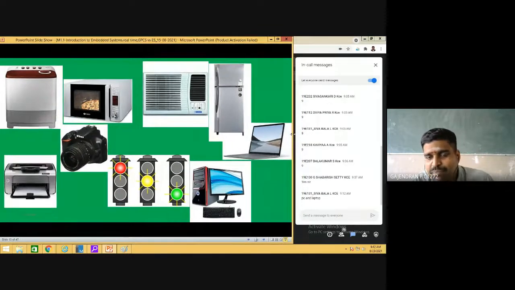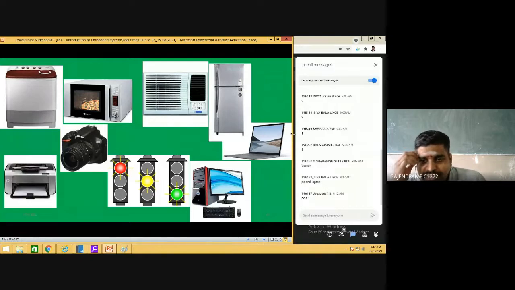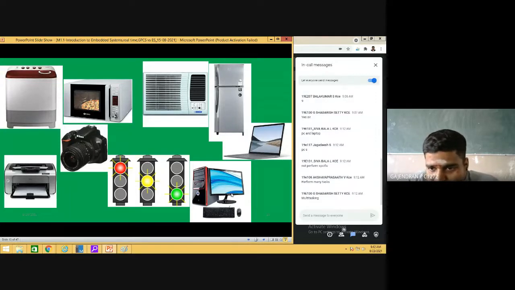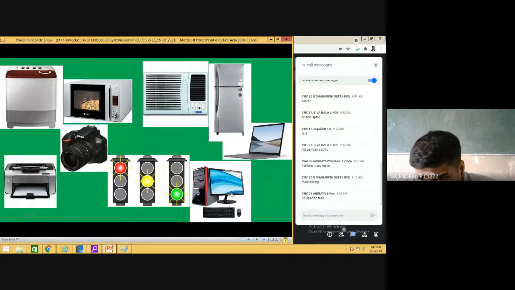PC and laptop. Why won't PC and laptop come under the embedded system? Any specific answer for that? Why won't these two come under embedded system? Yes, quick. Because it performs many tasks, multitask, no specific task. Thank you very much, Akshay Prasad, Sabarish and Abhinaya.